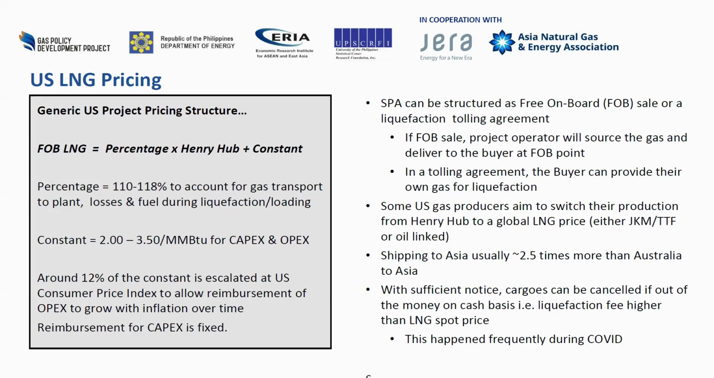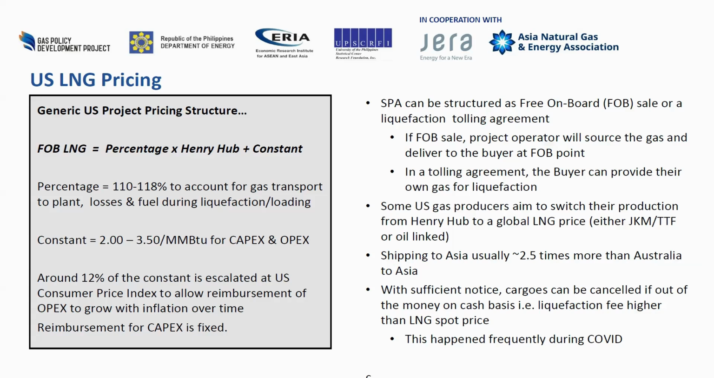If you do a US LNG project, how do you price it? It's completely different from the other ones. FOB means free on board, so that's at the outlet of the LNG plant on the US Gulf Coast. What you do is take the Henry Hub price and multiply it by a percentage to be negotiated, and you add a constant. That percentage over time has been anywhere from 110 to 118. And what that pays for is fuel and transportation to get the gas to the plant, wherever it is. And again, it's negotiable. And the constant is somewhere between 2 and 3.50.